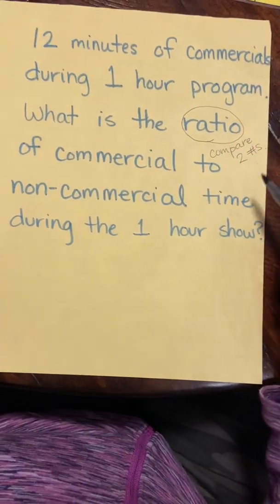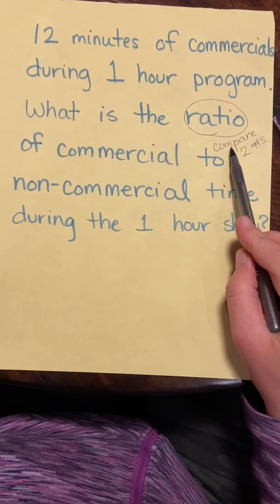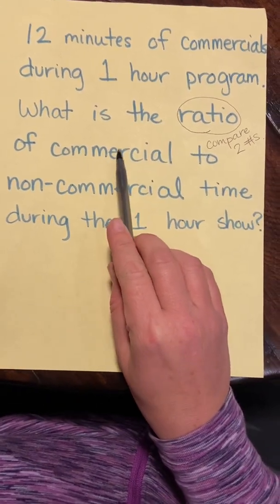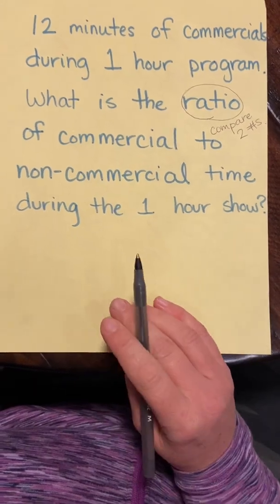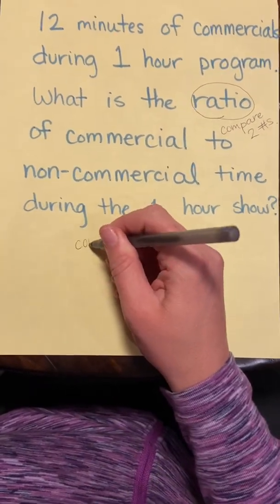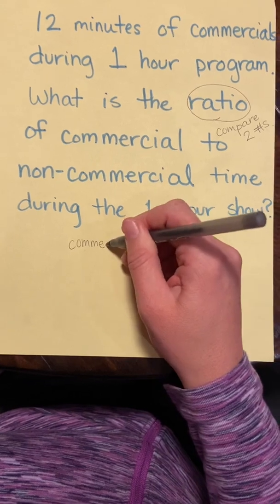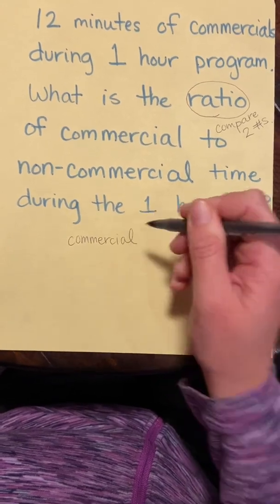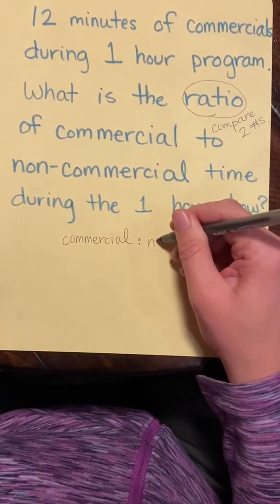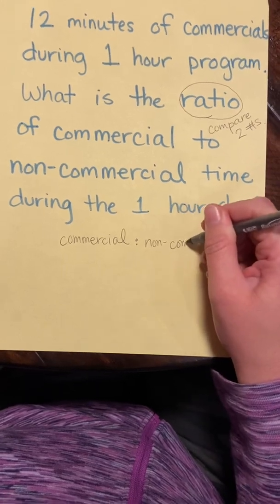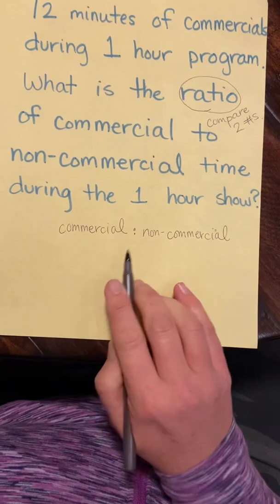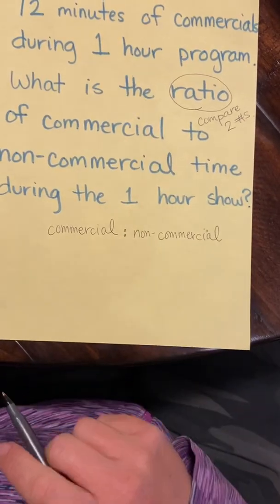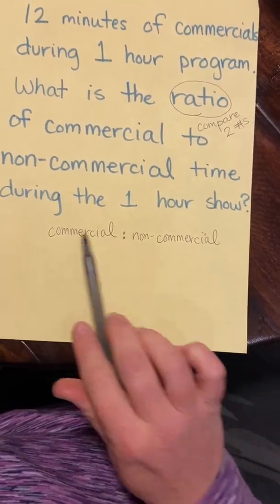So in this problem, the two numbers that we're comparing is we're comparing the commercial time to the non-commercial time. Now, two different ways you might see your ratio written: commercial to non-commercial time. Might be like this: commercial to non-commercial time.